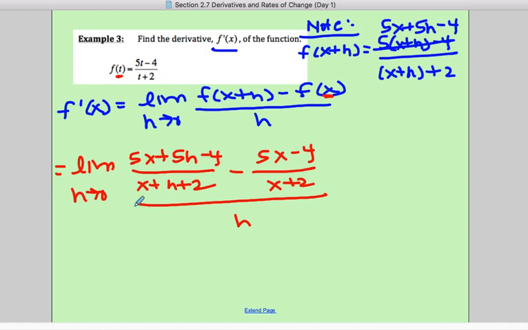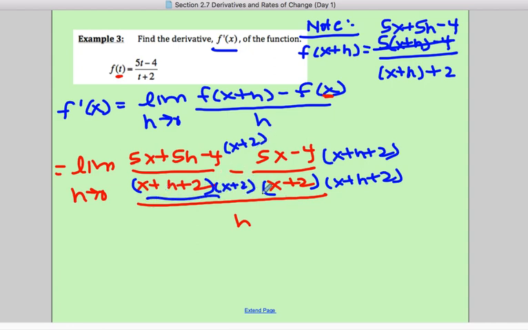So now if I were to try and plug in 0 for h, I can't because I would have 0 in my denominator. So what I have is multiple fractions, so I need to make them be 1. So I'm going to get a common denominator. This first fraction has a denominator of x plus h plus 2, and this one doesn't. So I'm going to multiply the top and the bottom over here times x plus h plus 2. Okay, and then to make this look the same, I have to multiply the first one times x plus 2.